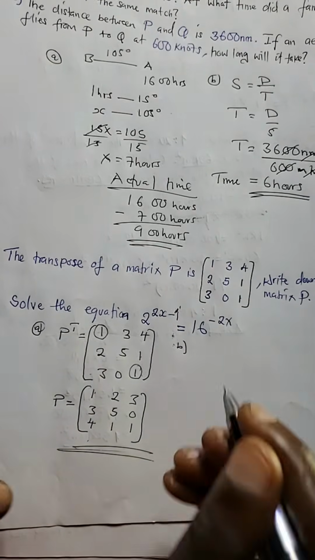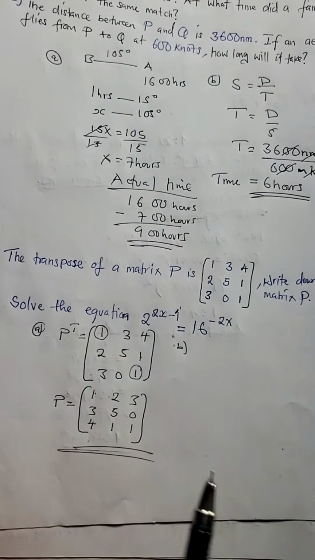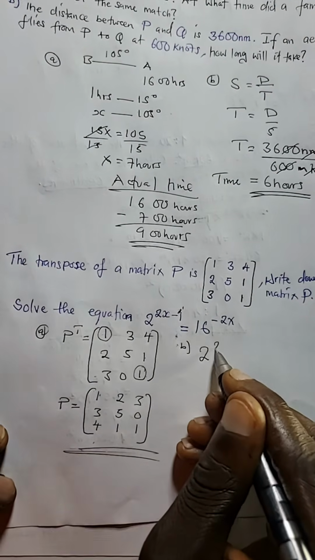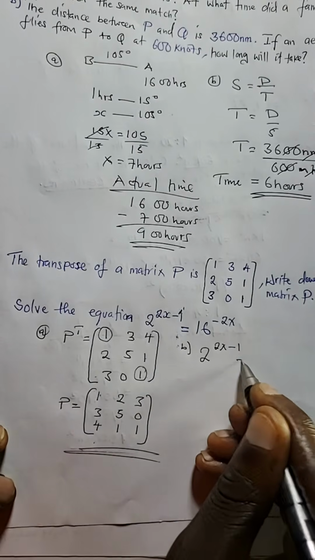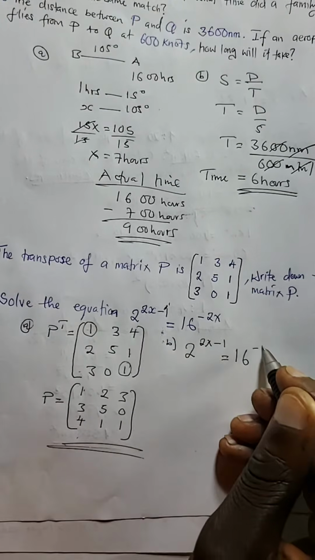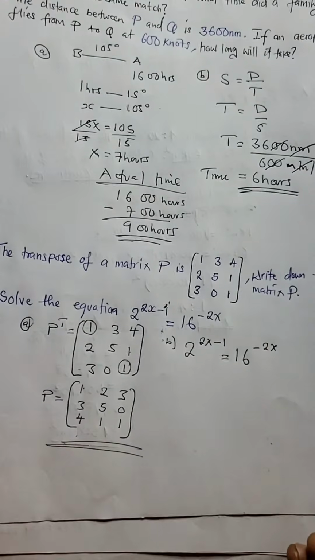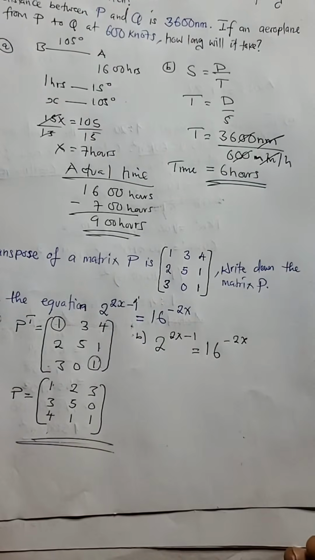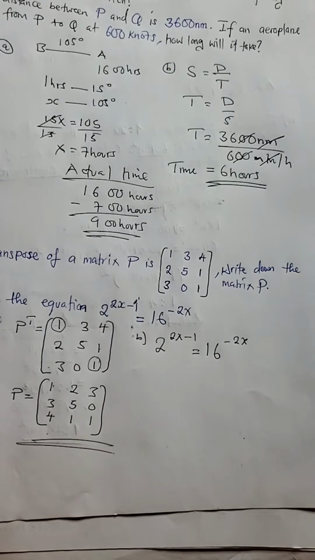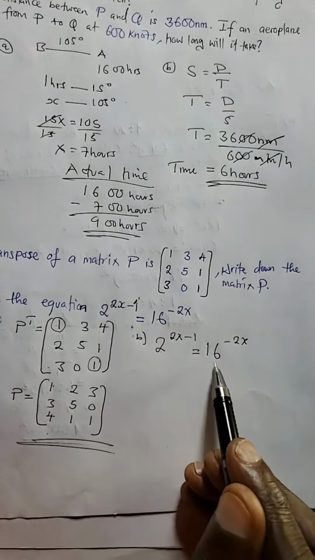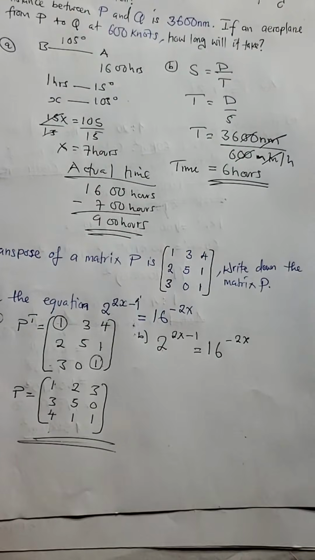Now let's proceed. Question B. We are asked to solve this equation. This equation is 2 to the power 2x minus 1 is equals to 16 to the power negative 2x. Look at this. This is simple. What are we supposed to do when you have this question? This is under equations involving indices. Make bases the same. Now, we have 2 here as a base. This side we have 16 as a base.